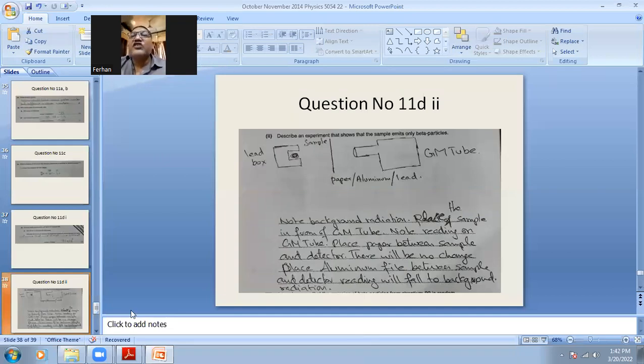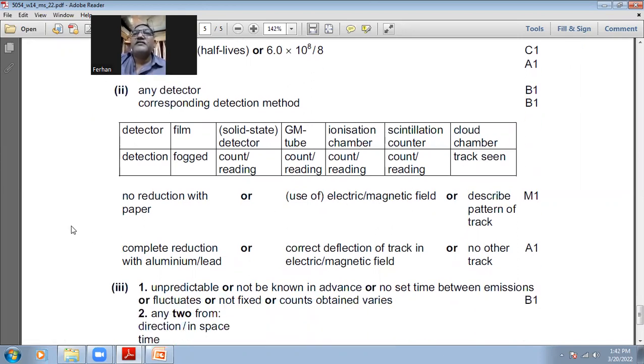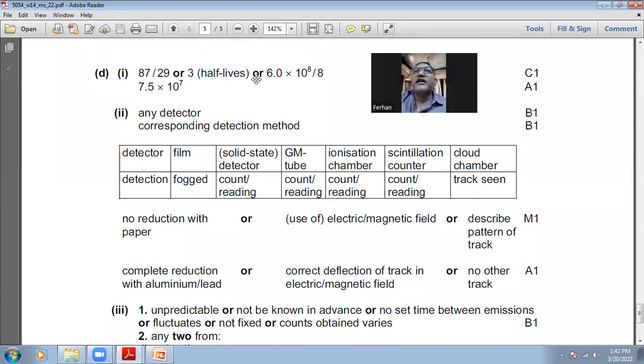Hopefully you understand. So let's have a look at the marking scheme of this part. Here he says detector, detection film, okay, for solid you can use a detector. And here is the marking scheme of this part. The marking scheme says no reduction with the paper, complete reduction with the aluminum or lead. So this is what I have written there.